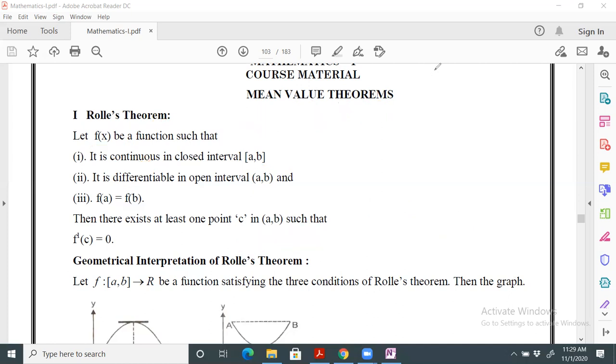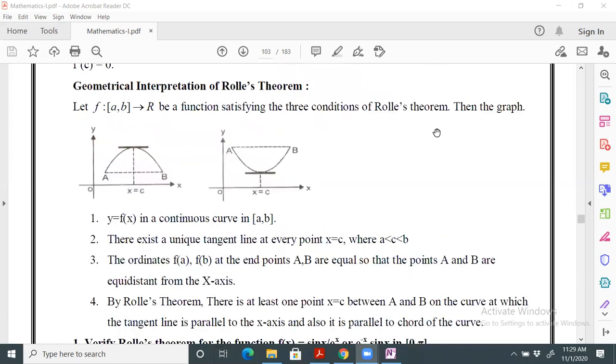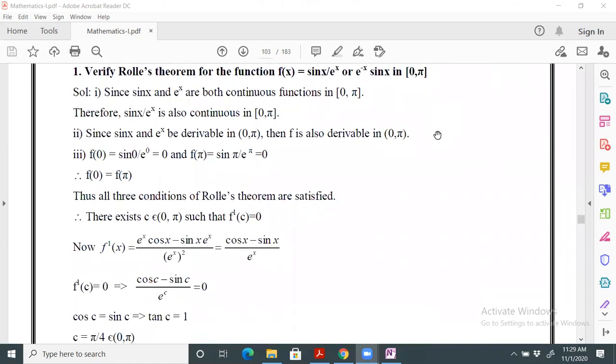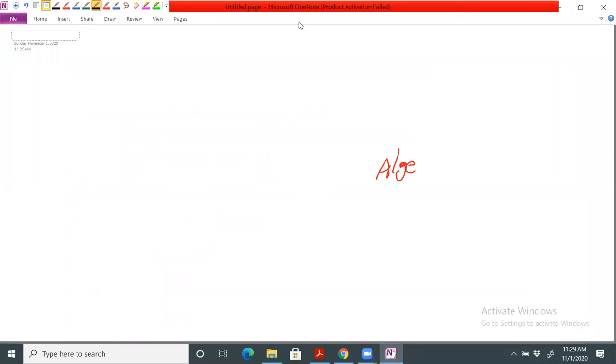But now they will ask us to verify Rolle's theorem for problems. Whenever they mention verify Rolle's theorem, there are a few points we have to remember. Algebraic function: every algebraic function is continuous everywhere.